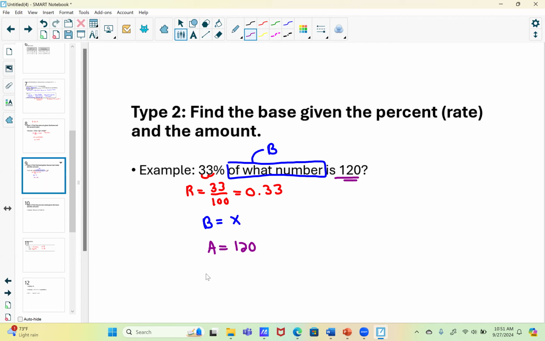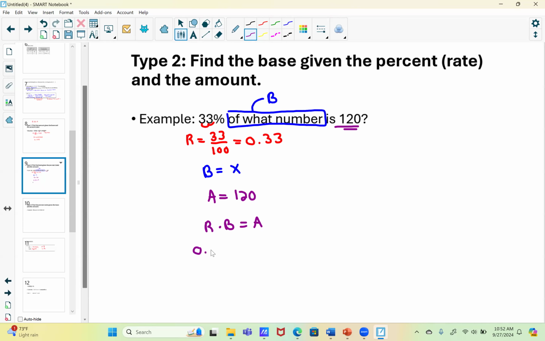And then we can write our equation again, R times B equals A, and plug in what we know. So my rate is 0.33. My B is X, and we're multiplying, equals my A is 120. And then if we have this equation, we can just solve it. Okay, we have 0.33 times X. Anytime we have a number in front of X, we divide by that because we're using the inverse of multiplication. And then we get X equals 120 divided by 0.33.